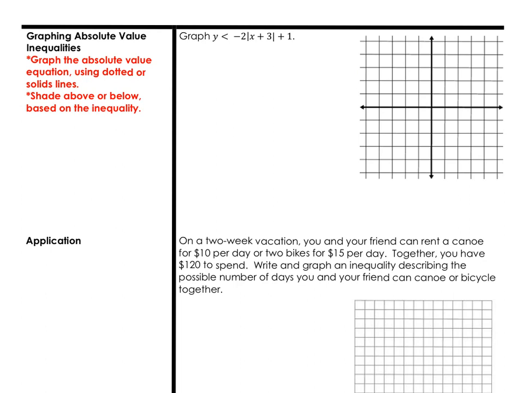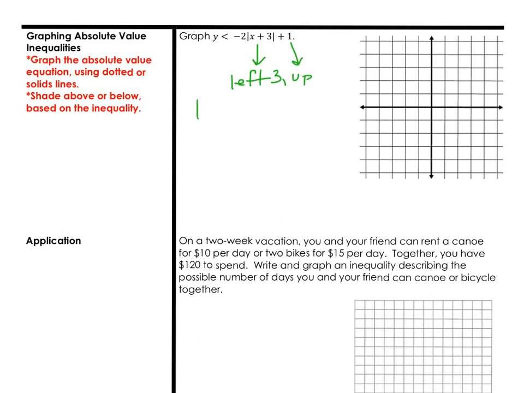Let's see what happens when we incorporate an absolute value inequality. This should be interesting. Graph the absolute value equation using your dotted or solid line. So we're going to pull a little bit in from 2.7 and then shade above or below based on the direction of the inequality. Let's take a look. Y is less than -2 times the absolute value of x plus 3 plus 1. Notice the inside is going to translate our turning point 3 to the left. So we're going to go left 3, and then we're going to go up 1.